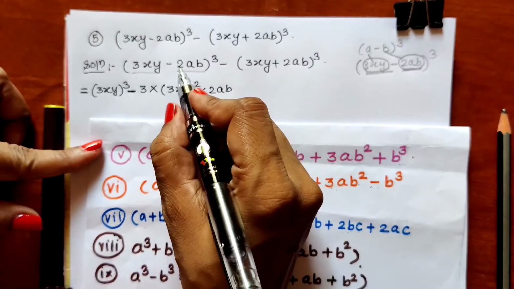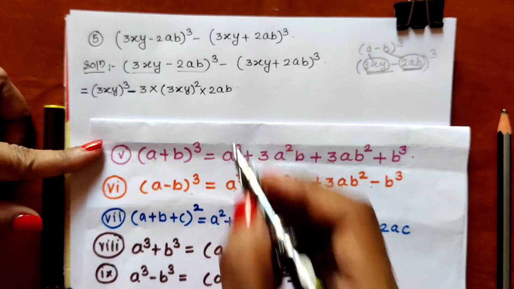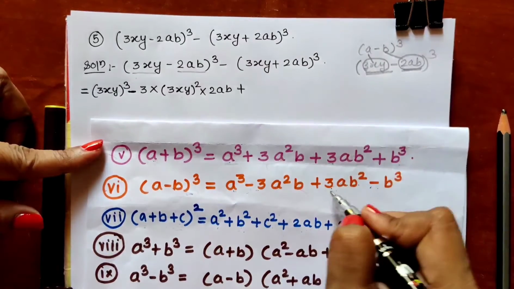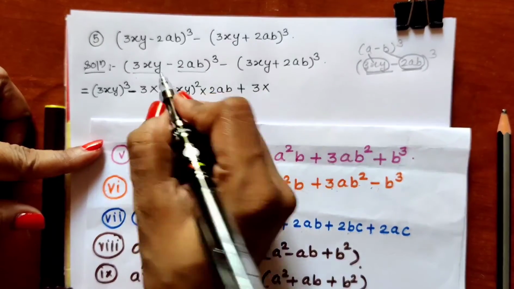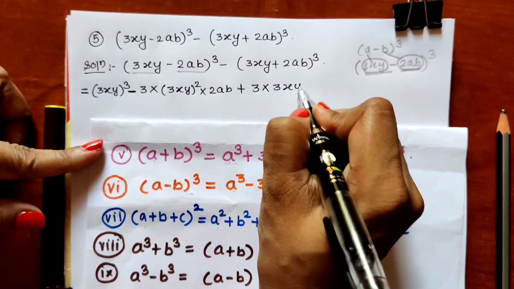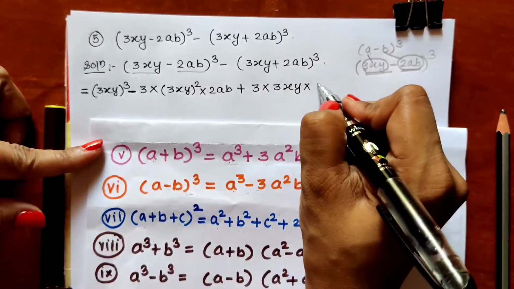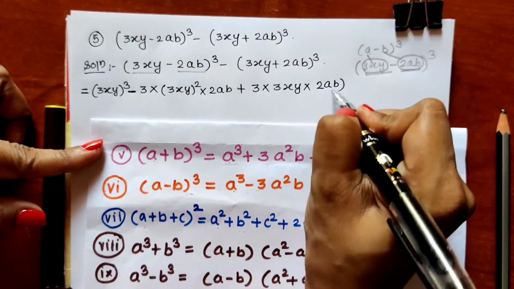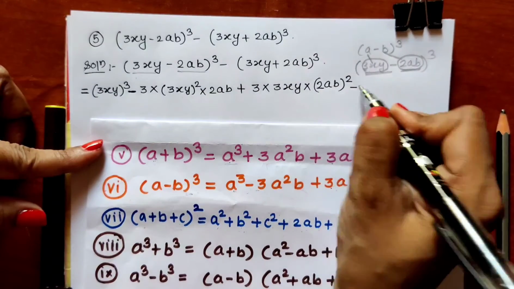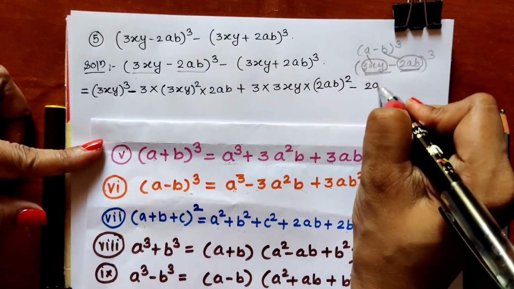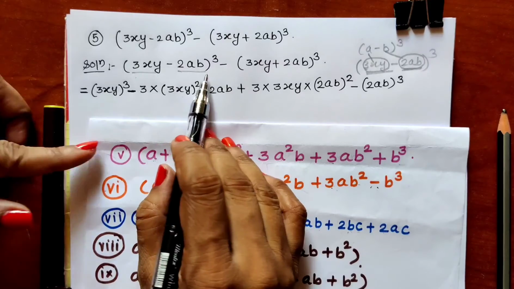All this 2ab, and then plus is there. So we will have to write plus 3 into a into b square. So 3 into a means 3xy, into b square. B square means (2ab) square, minus b cube. B cube is (2ab) cube. In this way we have applied the formula to the first bracket.